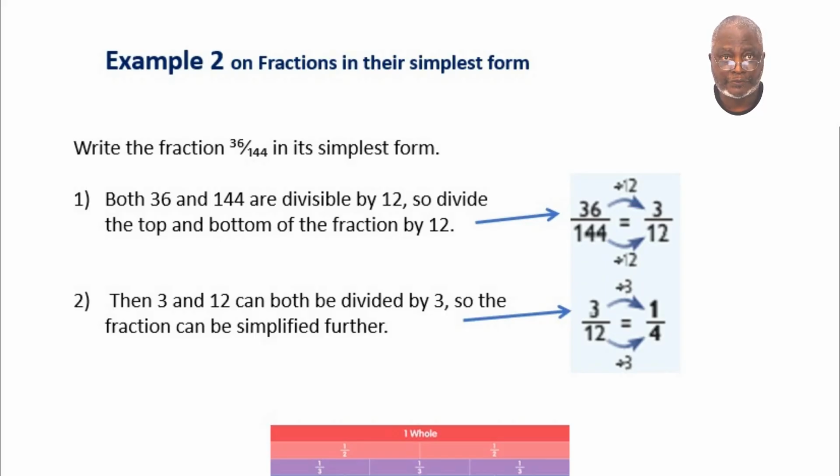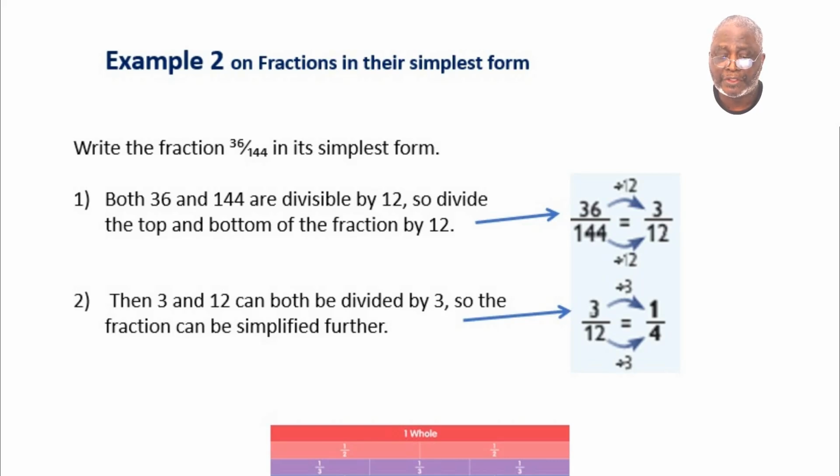Talking about 12, you remember I have advised you to learn up to the 12 times table. So the more multiplication tables you learn, the easier you'll find some of these fractions and other forms of calculation. Okay? So 36 divided by 12 is 3, and 144 divided by 12 is 12.